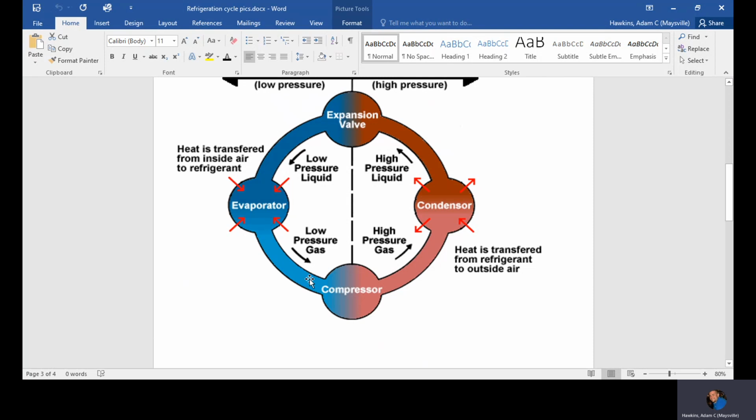It leaves the evaporator and it goes to the compressor. So at this point, this is our low pressure side. It leaves the evaporator, it goes to the compressor.